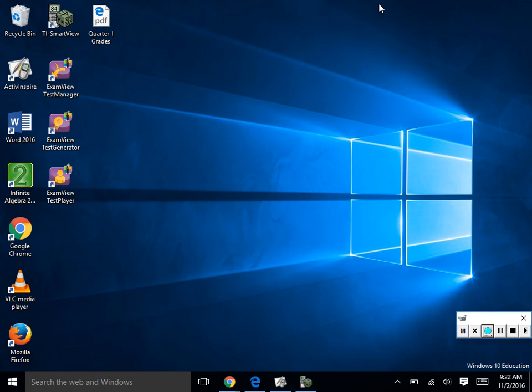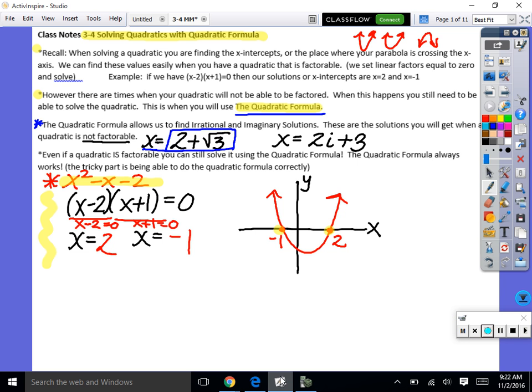Okay. And then imaginary solutions, guys, will look like this. So maybe write that down on your paper. It'll have this form: a plus bi, so 2i. The i part is what makes it imaginary, and those solutions will never cross the x-axis.